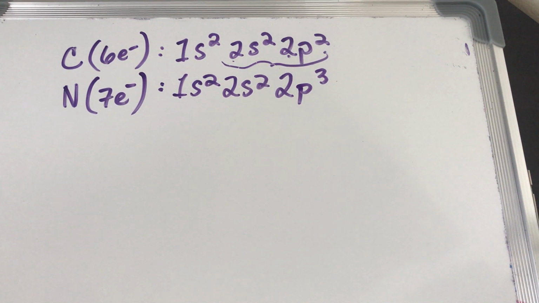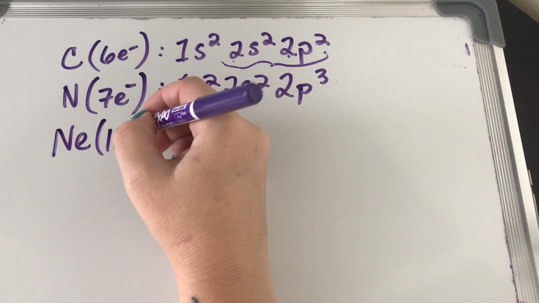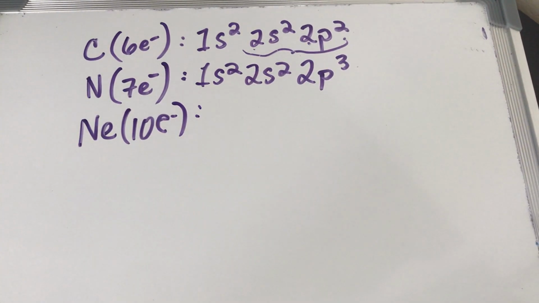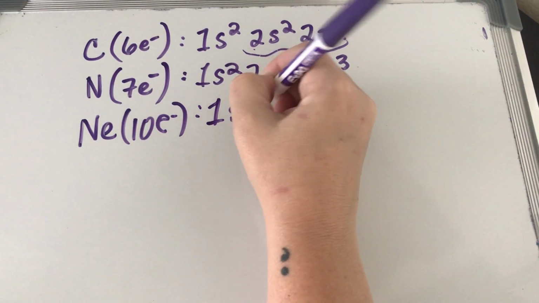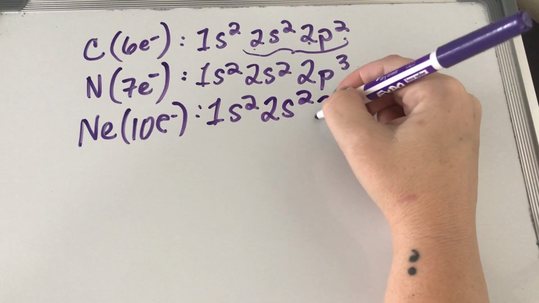What's the maximum number that I can have in the p block? 6, right? The p block can have a maximum of 6. So let's skip ahead. What is the electron configuration for neon? 1s2, 2s2, 2p6. That's right.